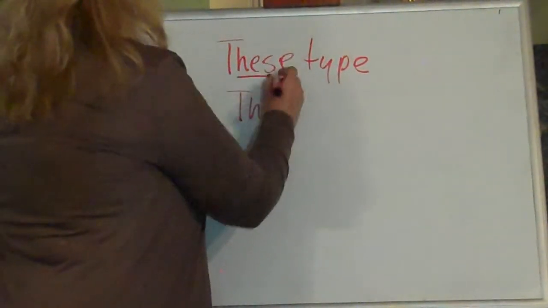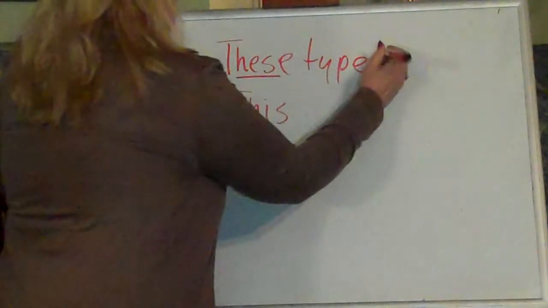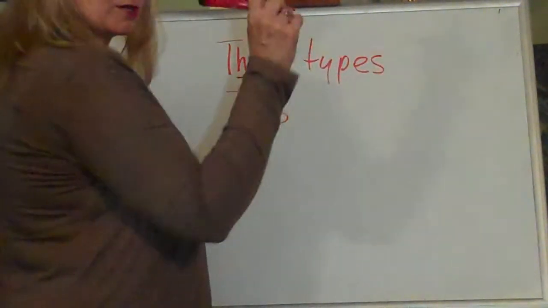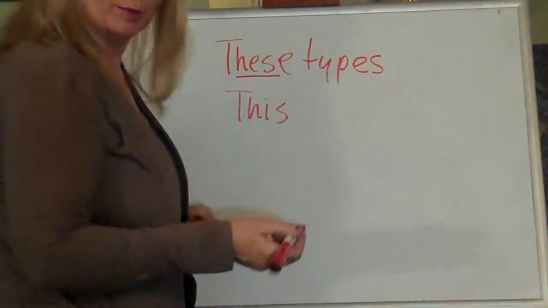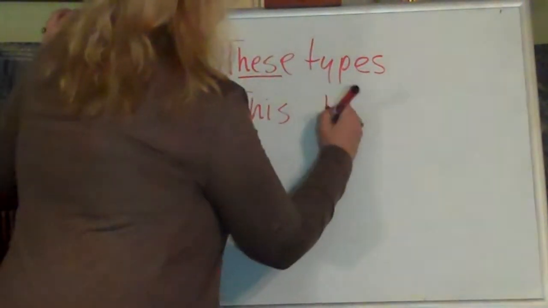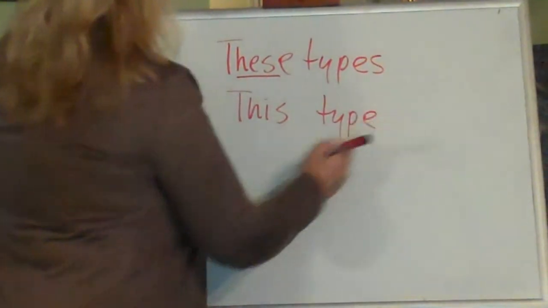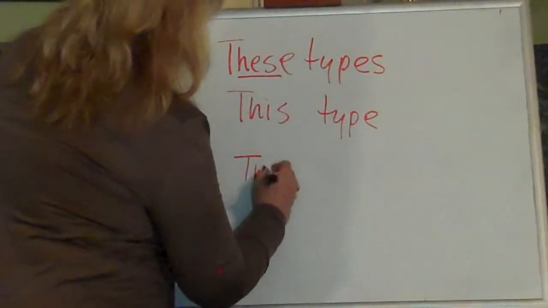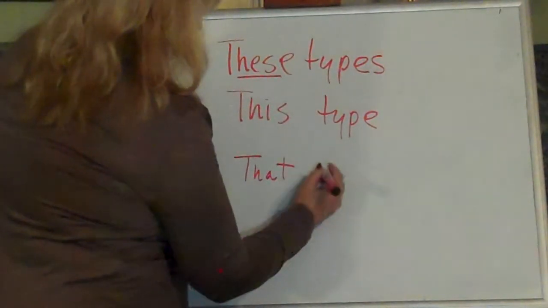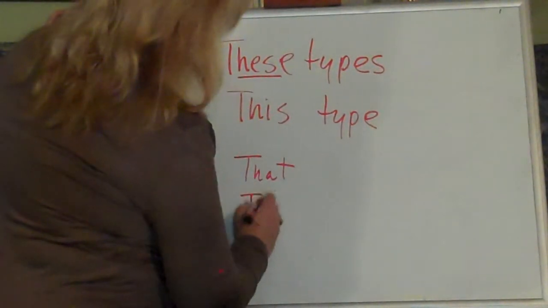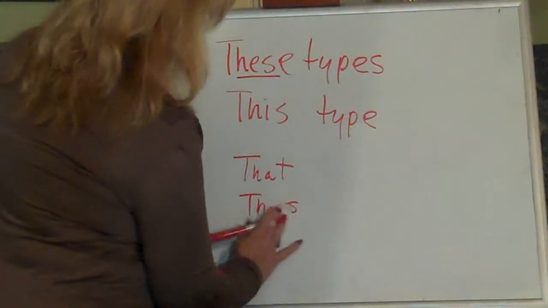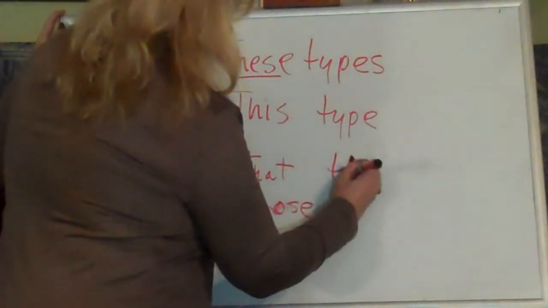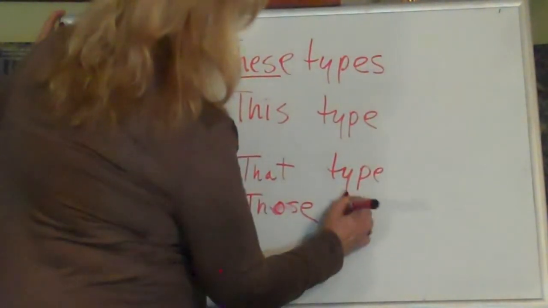Well, here's the problem. These is plural. Type is not. I have to say these types. And if I want to talk about just one, I could say I don't like this type of movie. But the key is these need to match. And it's going to be the same thing with that and those. So it would be that type or those types.